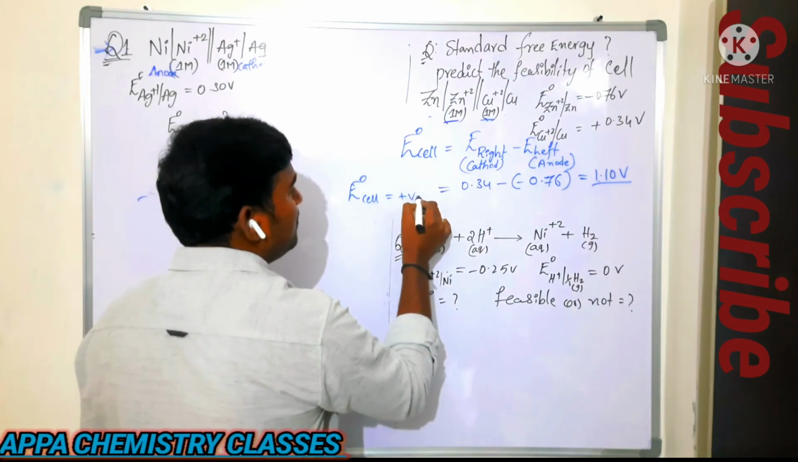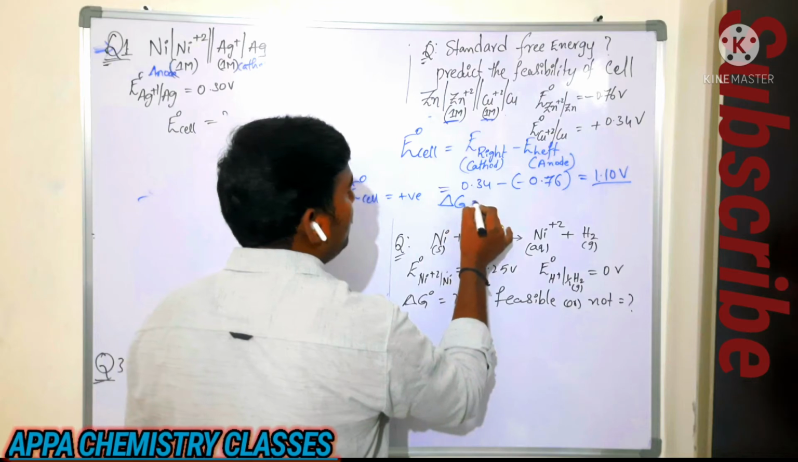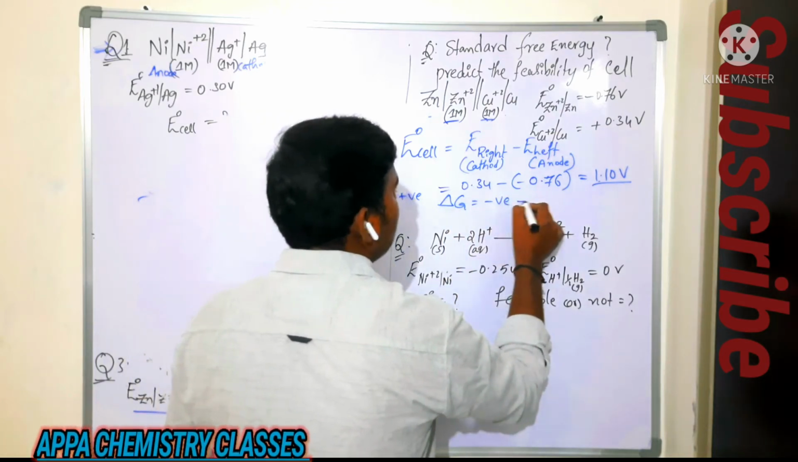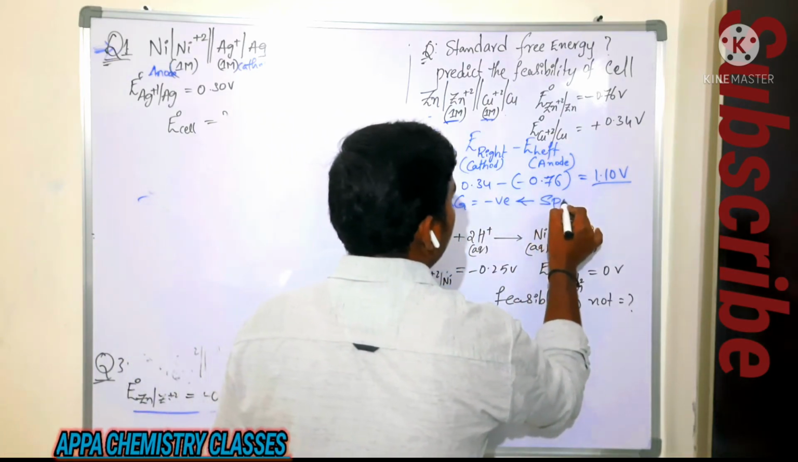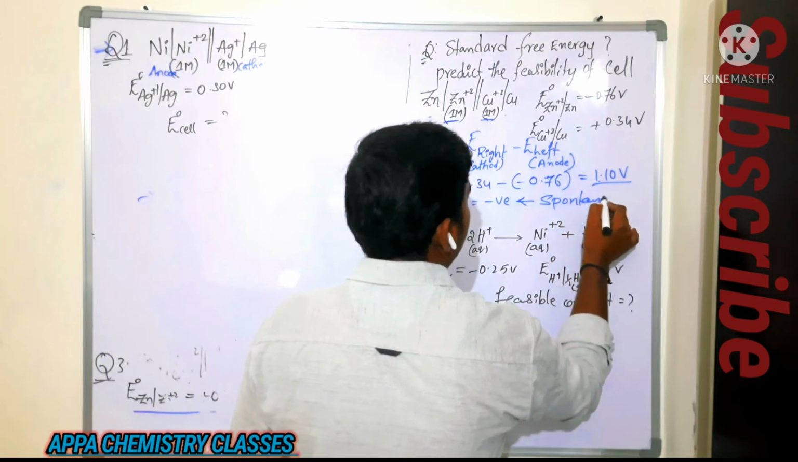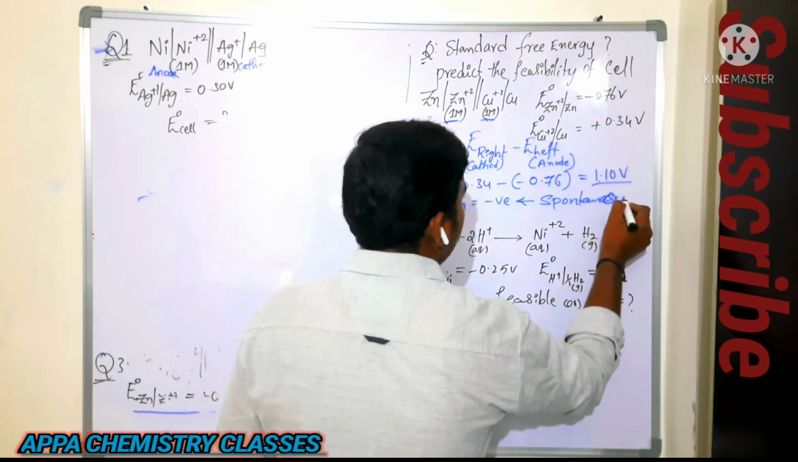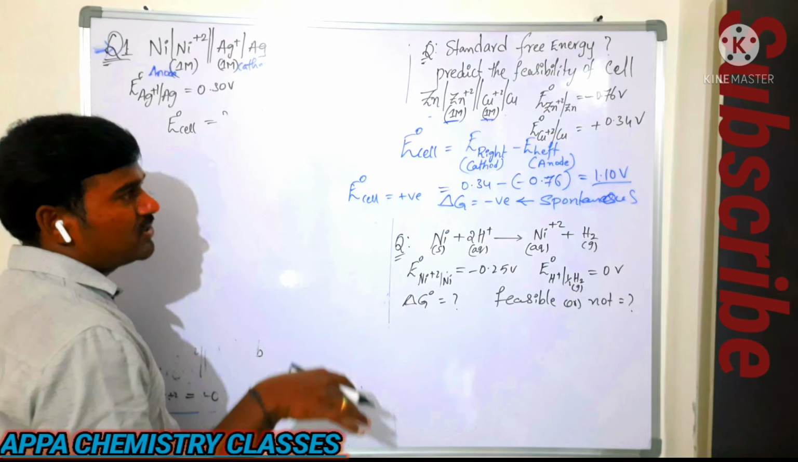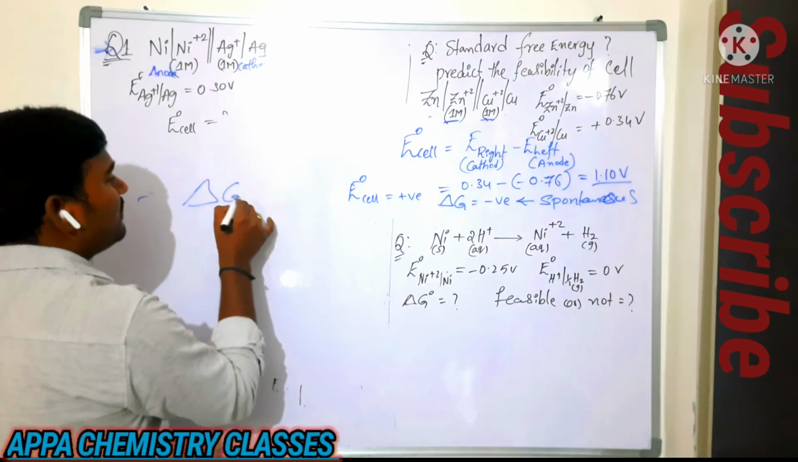E naught cell is positive. Then delta G becomes what? Negative. Delta G is negative. Then it is spontaneous. Gibbs free energy is negative. Then it is said to be what? A spontaneous reaction. Now how to calculate Gibbs free energy here?